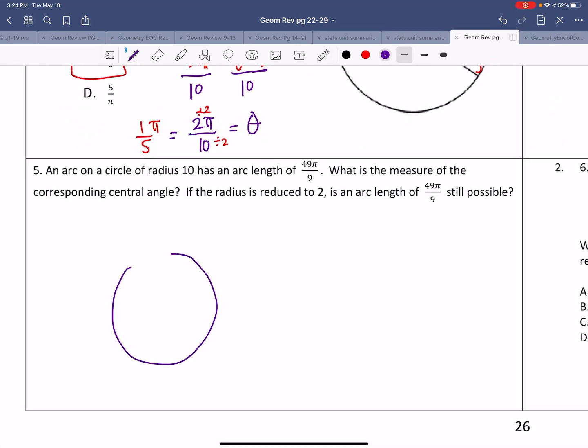An arc on a circle of radius 10 has an arc length of 49 pi over 9. What is the measure of the corresponding central angle? So this arc length, 49 pi over 9. If the radius is reduced to 2, is the arc length still possible?